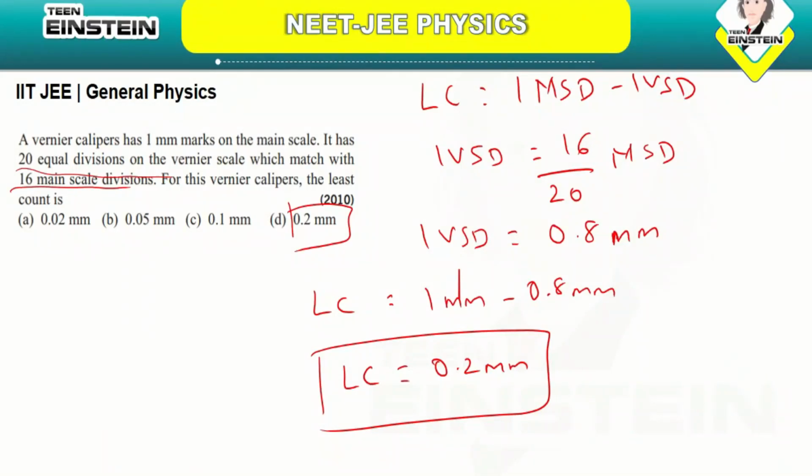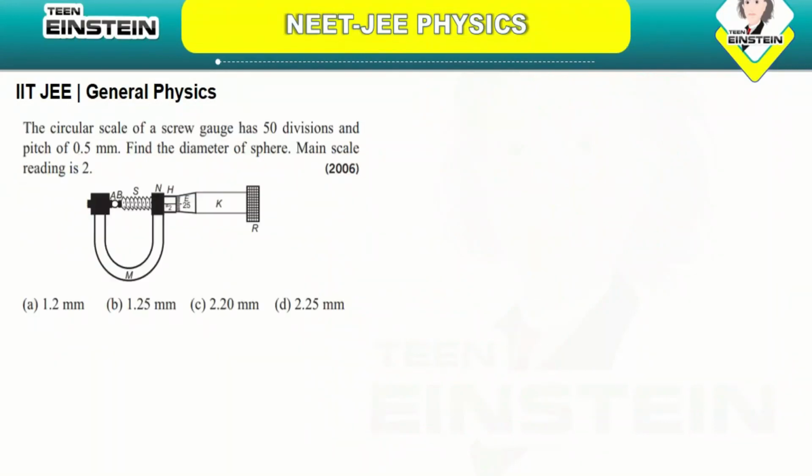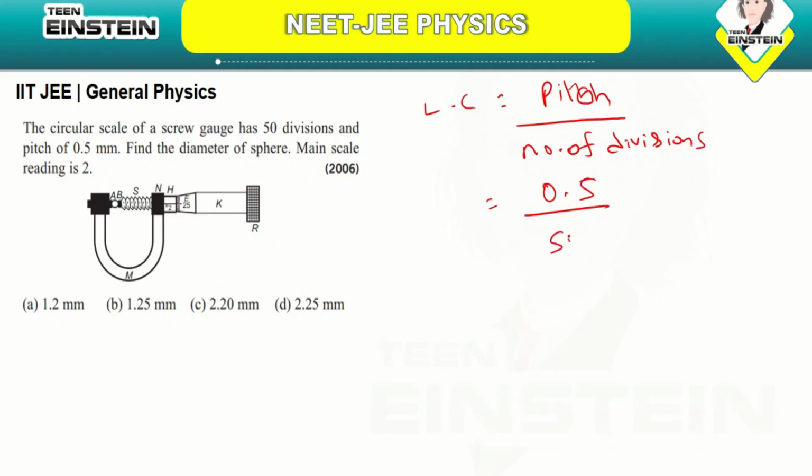Okay, let us now move on to the next question. The circular scale of a screw gauge has 50 divisions and pitch of 0.5 mm. Find the diameter of the sphere. Main scale reading is 2. Okay, so here the least count is pitch divided by number of divisions. That's what we are writing in all the problems, and here they have given you the pitch as 0.5 divided by 50. So you will be having it as 0.01 mm.